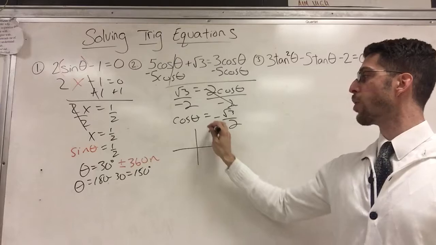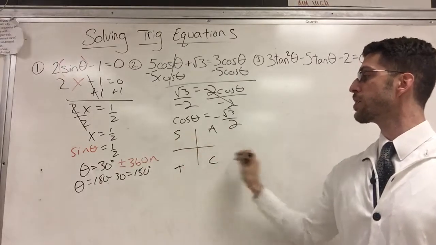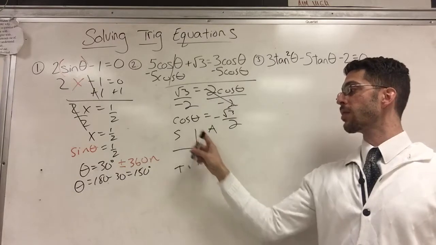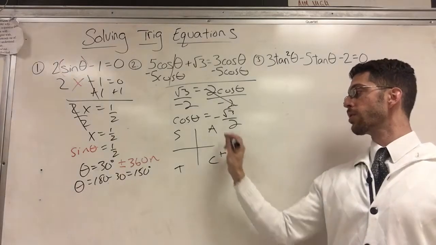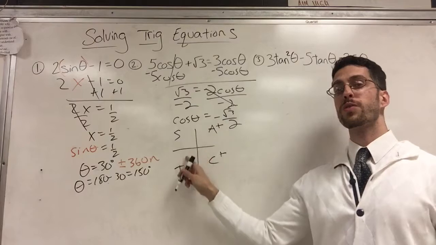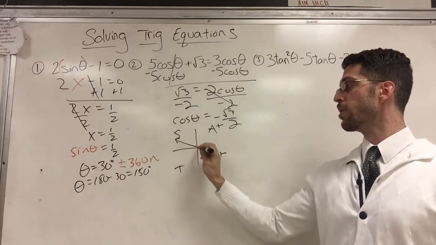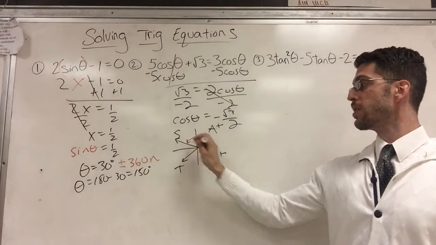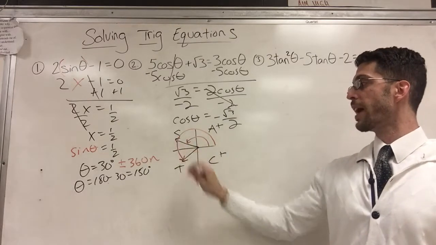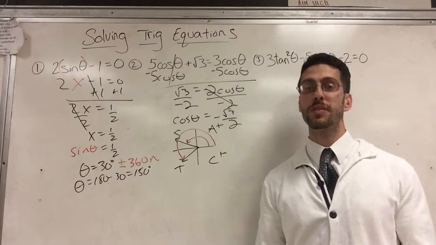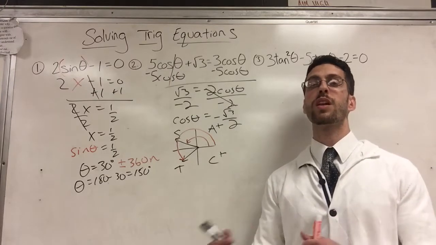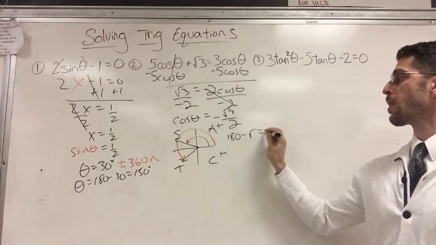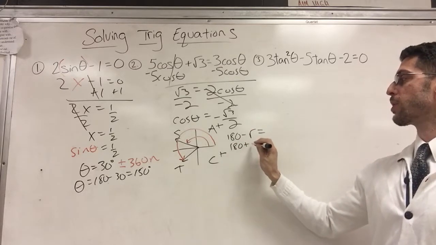Now, if all students take calculus, I can't accept 30 degrees. I have to look for where the cosine is negative. So cosine's positive here, cosine's positive here. So I'm looking for 2 answers here and here. That's here or here. So you just got to figure out what angle is this and what angle is that. Well, one of them is 180 minus 30 and the other one is 180 plus 30. 180 minus the reference angle and 180 plus the reference angle.